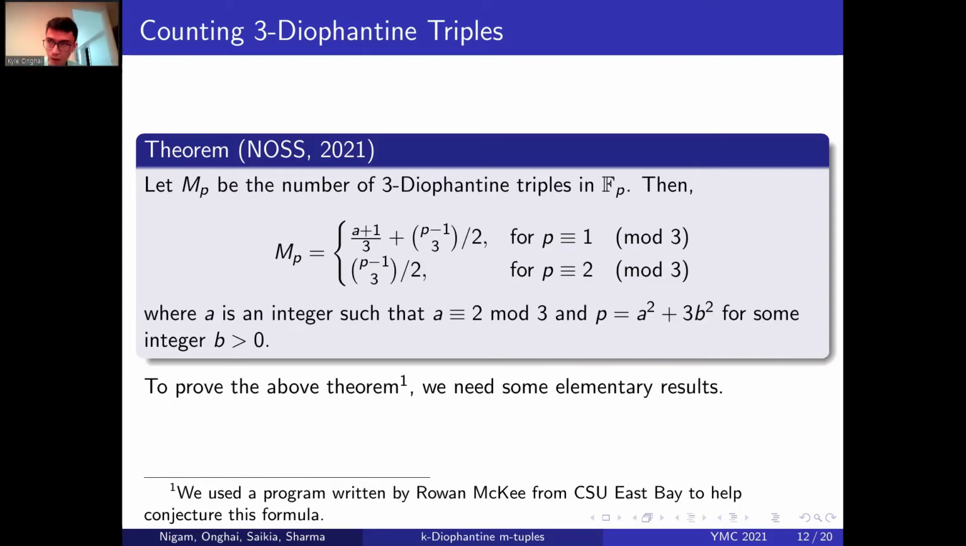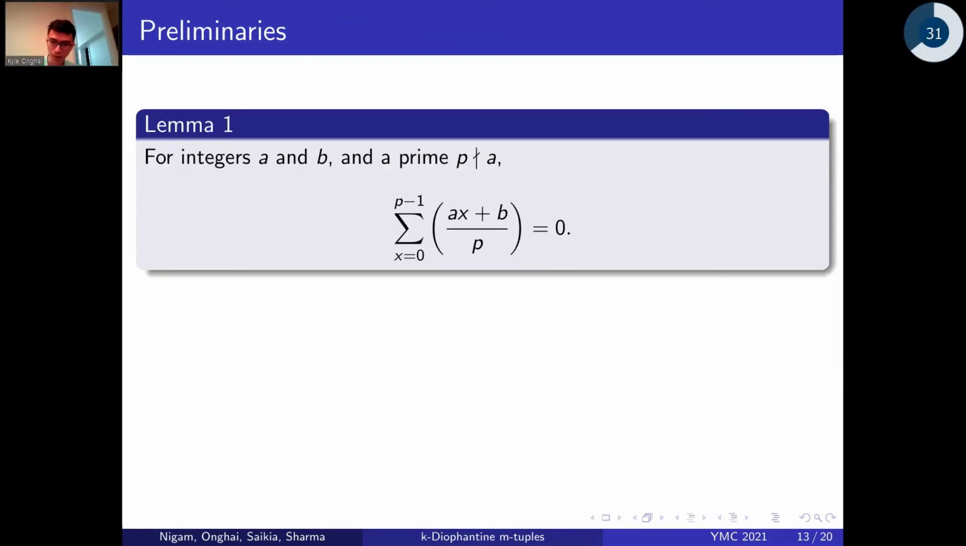Now, before we can go to the proof, we need some elementary results from number theory. The first of these results is what we call a character sum, which is basically just a sum of Legendre symbols. Here we have the linear polynomial (ax + b over p). It turns out that when you sum over x equals 0 to p minus 1, you get 0.